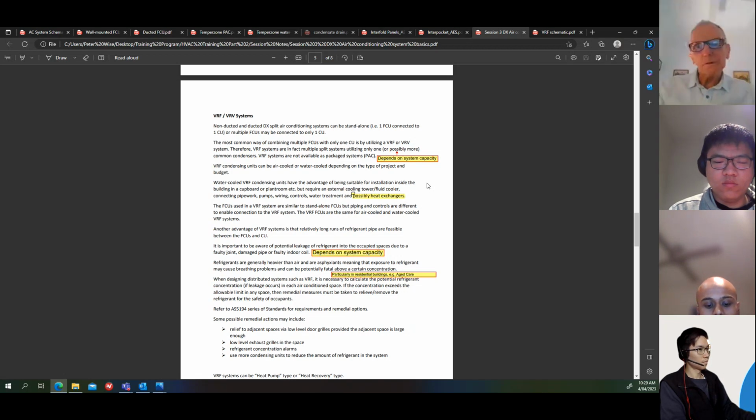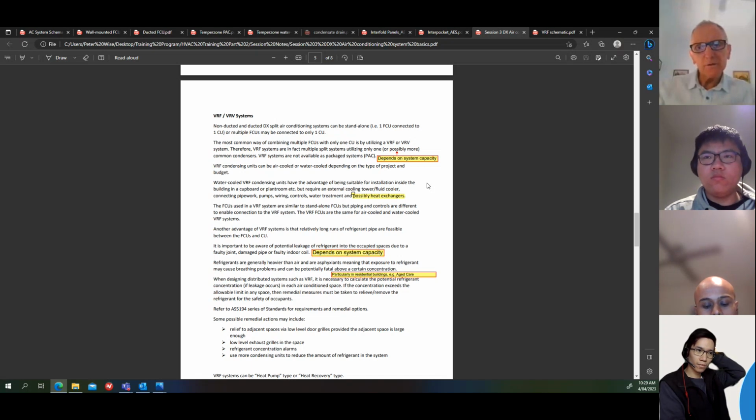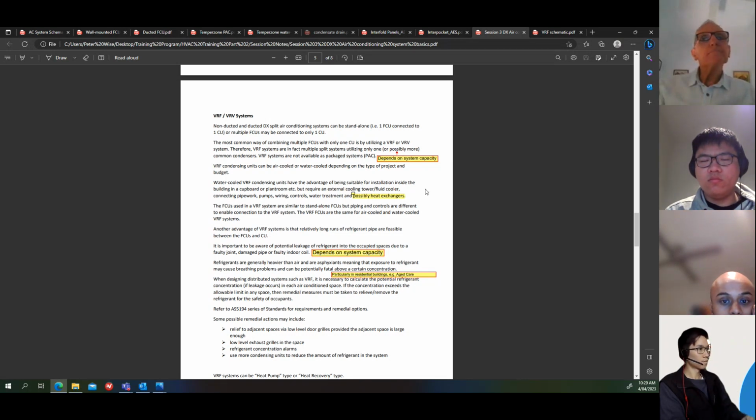then if it's an air-cooled system, you've got to run refrigerant pipework through the building up to the roof, and then arrange all your air-cooled condensing units on the roof somewhere. So that can be difficult to find the space. So there is a water-cooled option where you can put the condensing unit inside the building in a cupboard, and then the pipework between the condensing unit and the heat rejection is water pipe. So you're going to a cooling tower or a fluid cooler on the roof.